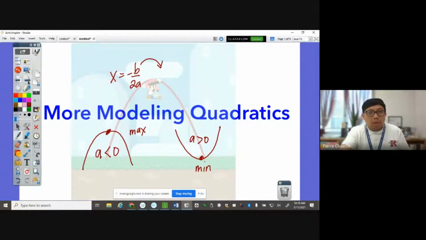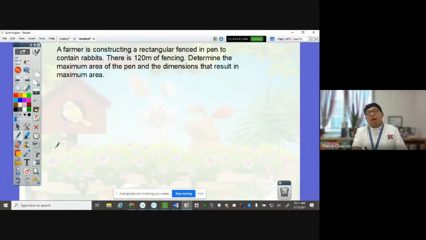Let's go ahead now with our first example. A farmer is constructing a rectangular fence pen to contain rabbits. There is 120 meters of fencing. Determine the maximum area.